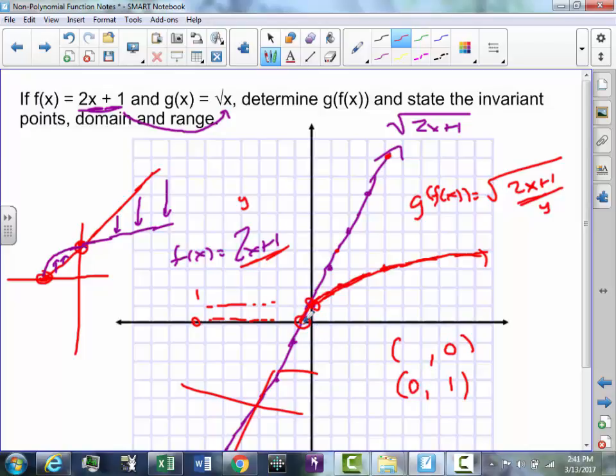What about this one right here? Where's that at? Where's the x value for this one? Negative 0.5 or negative 1/2? It's not at negative 1, it's the halfway in between point. You know another way I can figure this out? Take a look at this equation up here. It was 2x plus 1 under the square root sign.